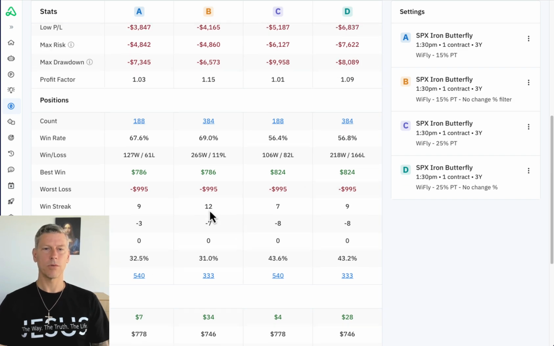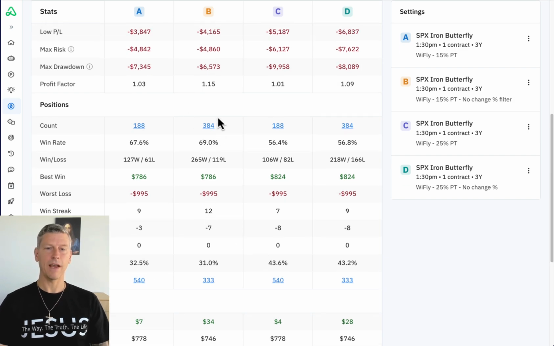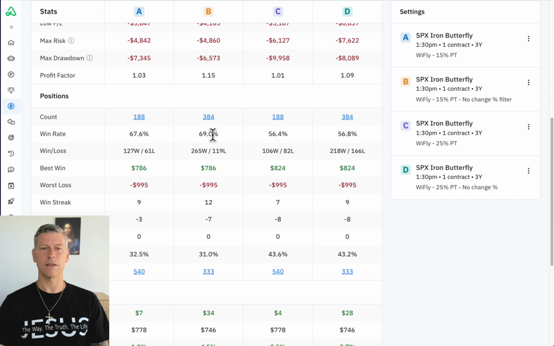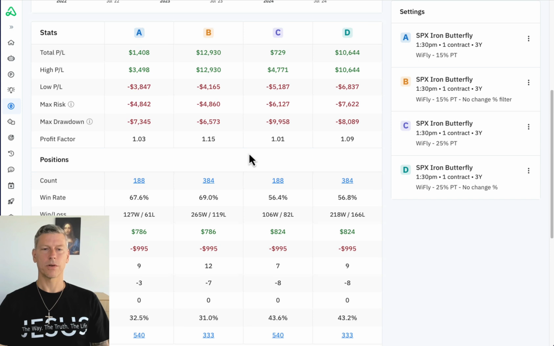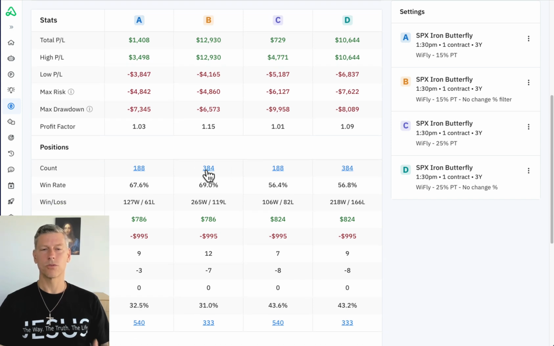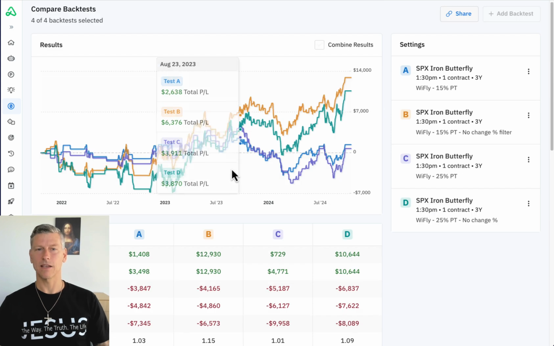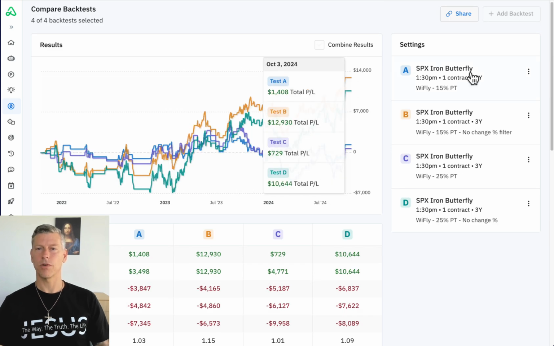So if we look at the other one, we can see it traded 384 days instead of 188 days when we removed the change percent filter. So that produced a pretty significant difference. If we look, the win rate is 69% versus 67%, but really the number I'm looking at is the fact that it made more than twice as many trades, and getting into more trades resulted in more profit.